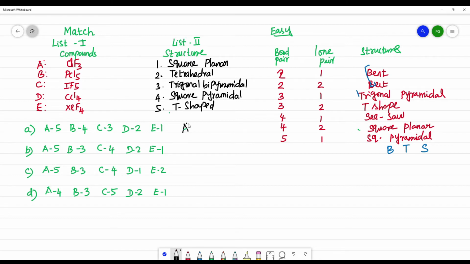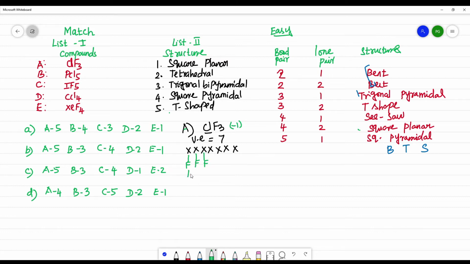So A is ClF3. So this is the central atom. What is the valence electron? Valence electron of the central atom is 7. We know halogens have 7 valence electrons. So 1, 2, 3, 4, 5, 6, 7 valence electrons. And for fluorine, what is the valency? This is -1 is the valency. That means only 1 is the valency. So how many surrounding atoms? 3 surrounding atoms, 3 fluorine.